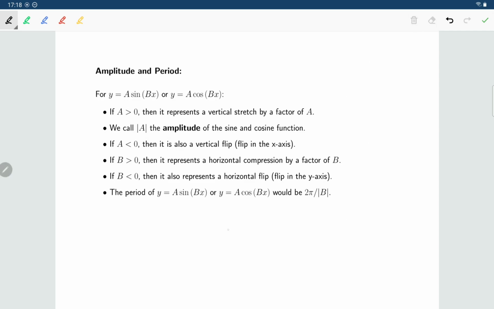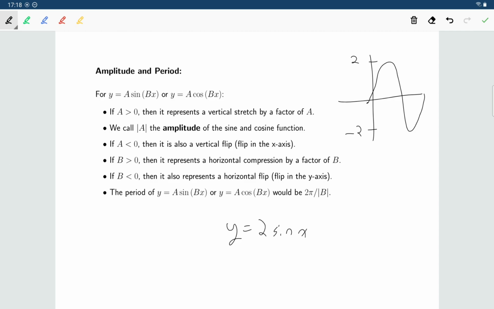So something like y = 2 sin(x) would be something that, instead of reaching maximum and minimum values of 1 and -1, would now have maximum and minimum values of 2 and -2. And so for that function, you would say that the amplitude is 2.